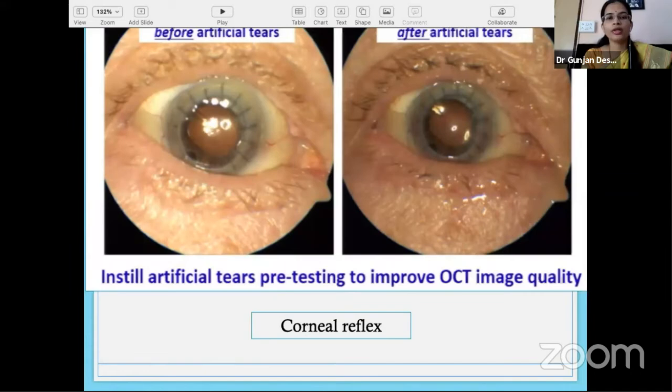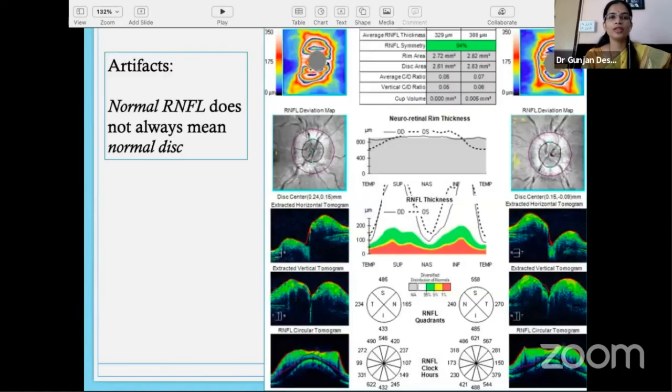A small point that I wanted to say, that the corneal reflex should always be taken care of. You always have to instill artificial tears before taking these patients for an OCT.